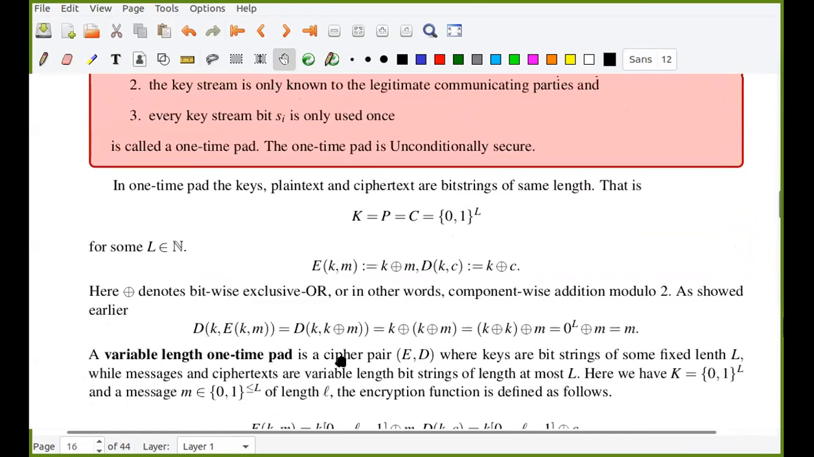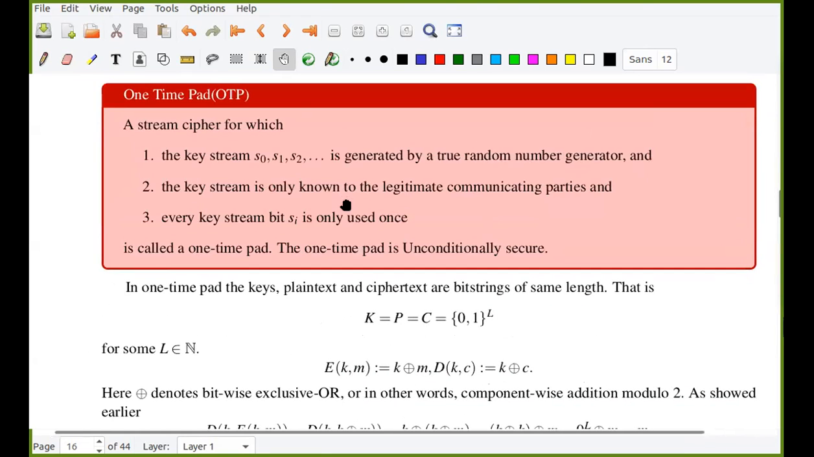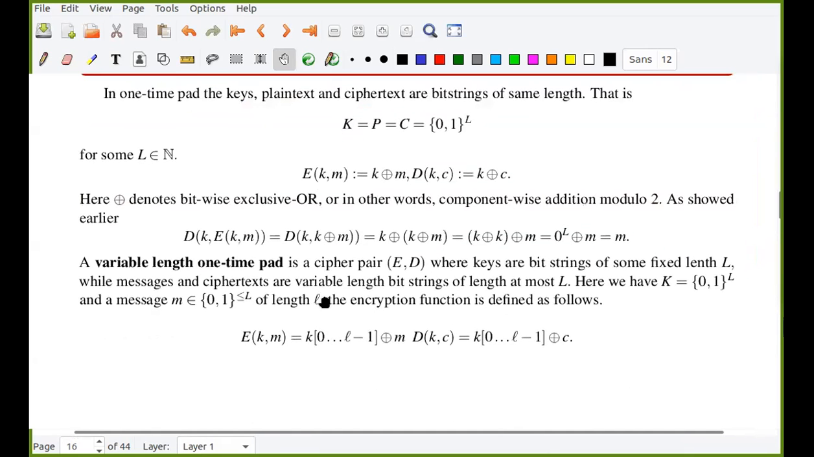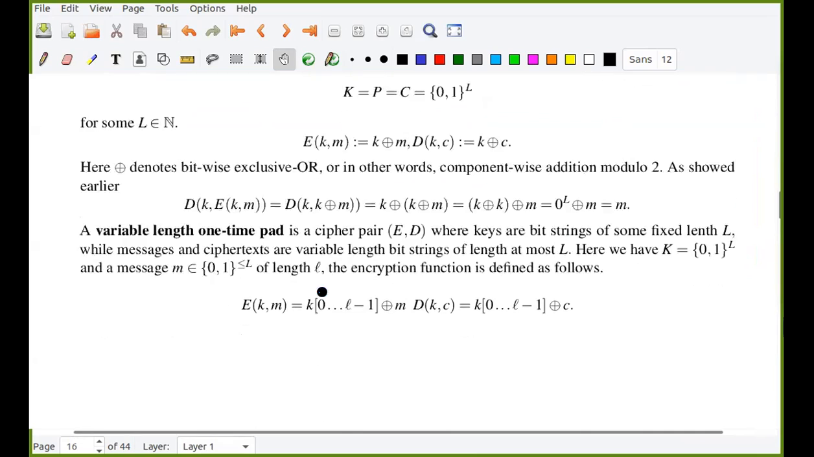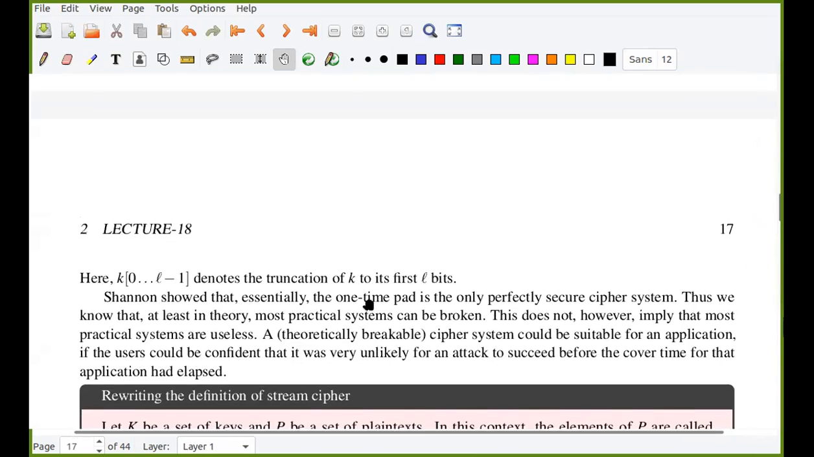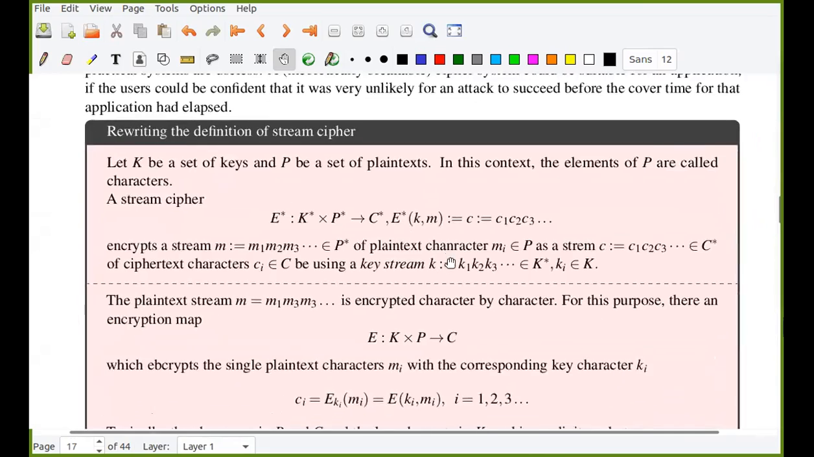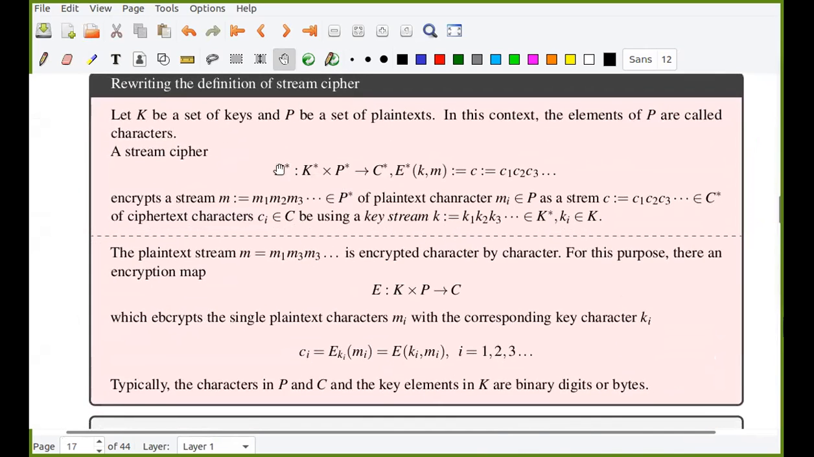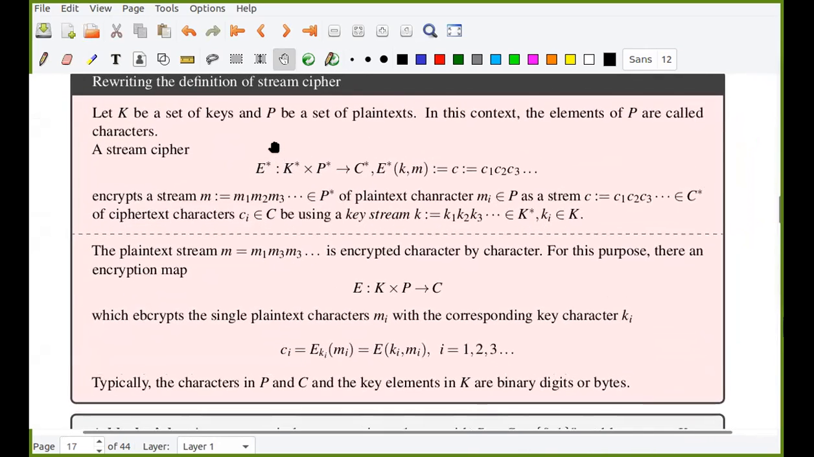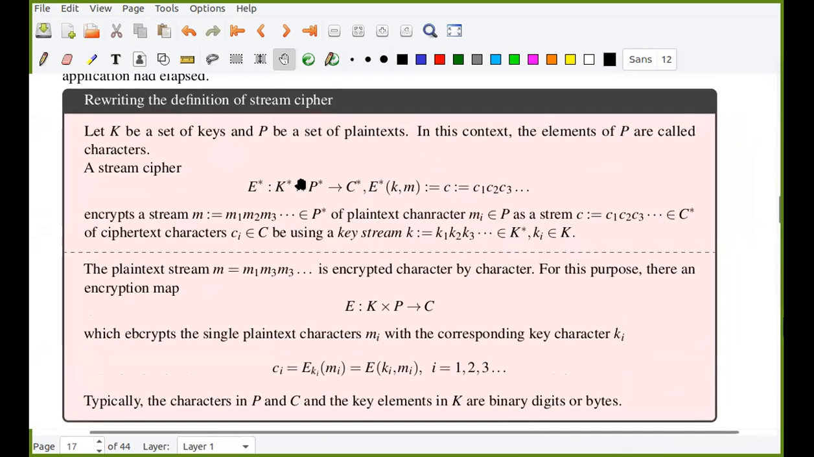Are there any questions here? Okay. There is also something called variable length, but I am not going to discuss it with you. You can check it later. So I'm just rewriting the definition of a stream cipher.